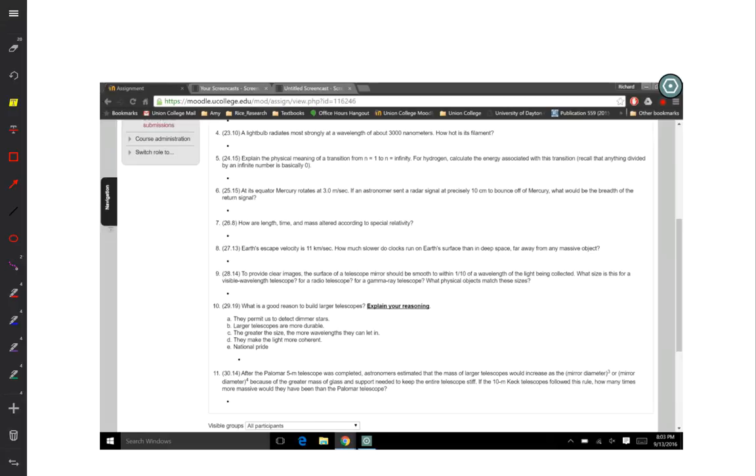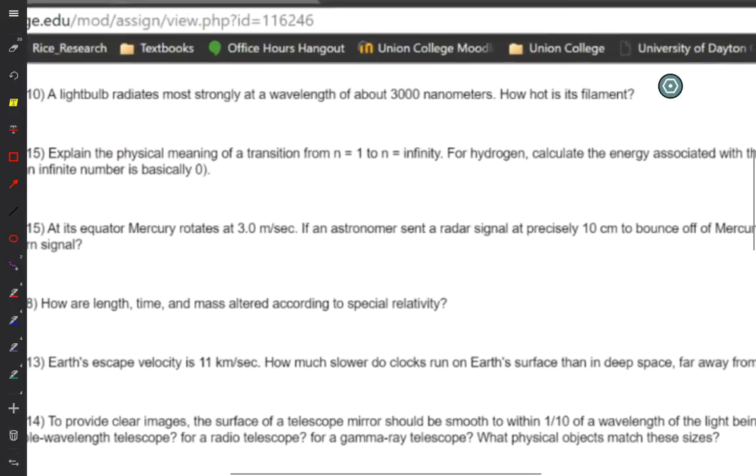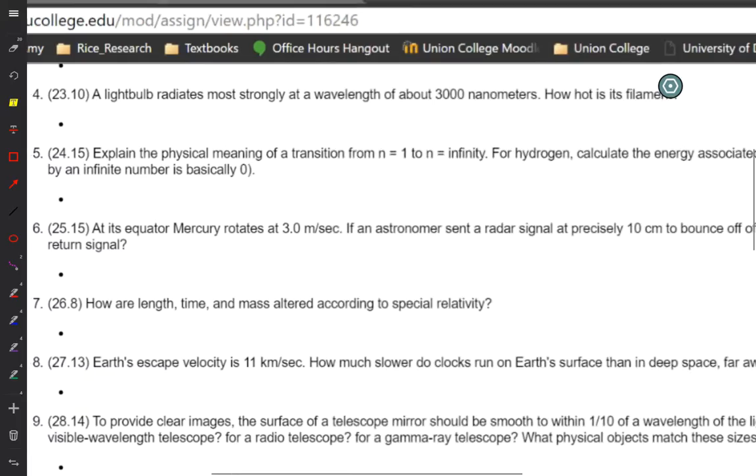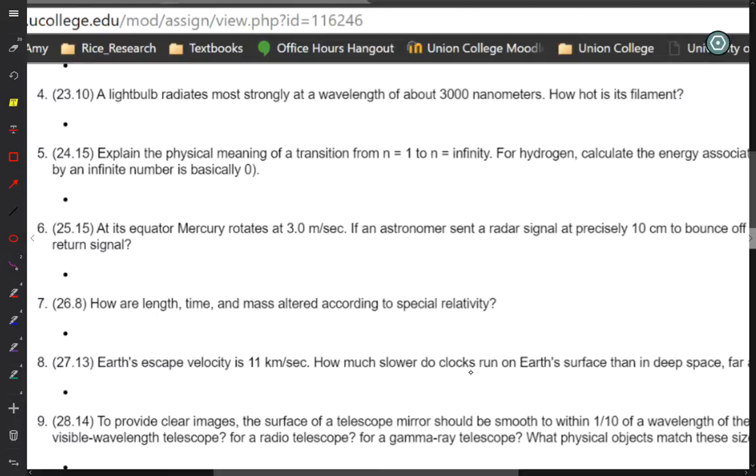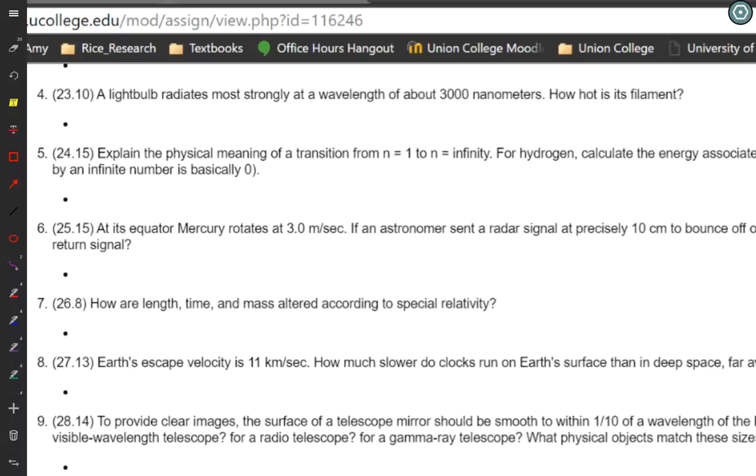So number 4, a light bulb radiates most strongly at 3,000 nanometers. How hot is its filament? When you're solving these problems, the first place to start is always, what's the idea going on here? Astronomy is a physics class, and physics is about figuring out what things are going on. We talked about last class period the relationship between temperature and wavelength. In fact, we calculated the peak wavelength for my body temperature. So this is the same thing.